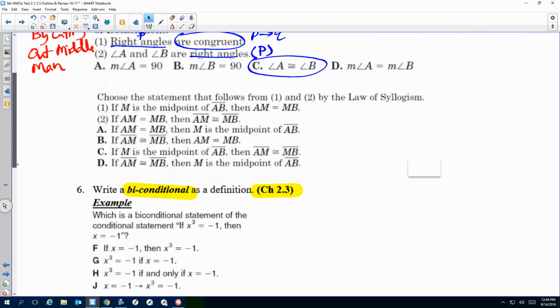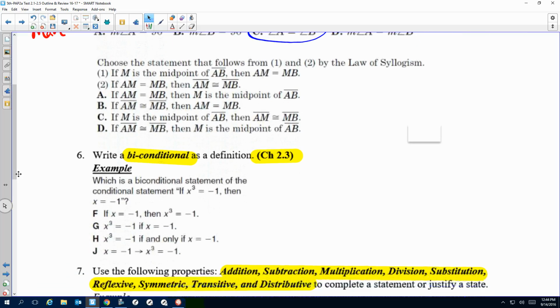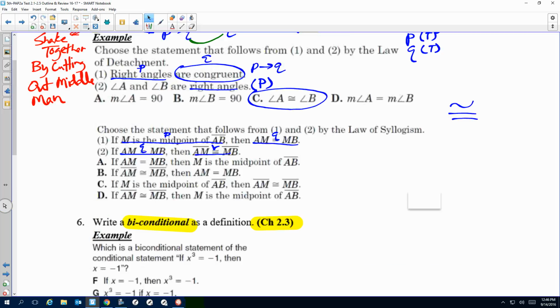Alright, so now we're going to use law of syllogism. See if you can pick out the correct answer choice using law of syllogism. Okay, so hopefully we go from P to R. We get C. Questions on this one? Syllogism means we're going to take out that middleman. So I'm going to take out this Q and go from P to R. If M is the midpoint of AB, my R is segment AM is congruent to segment MB.